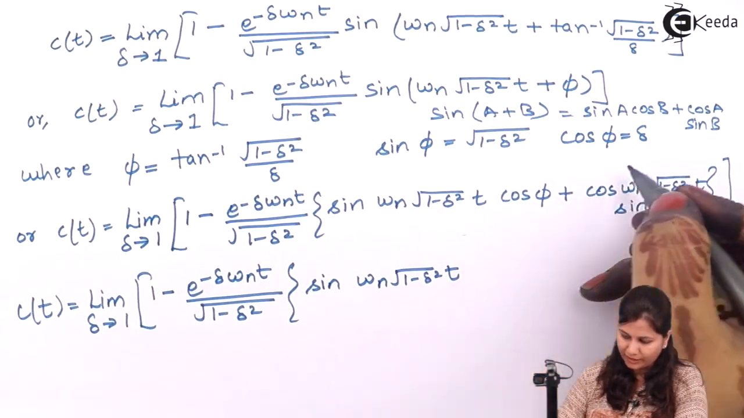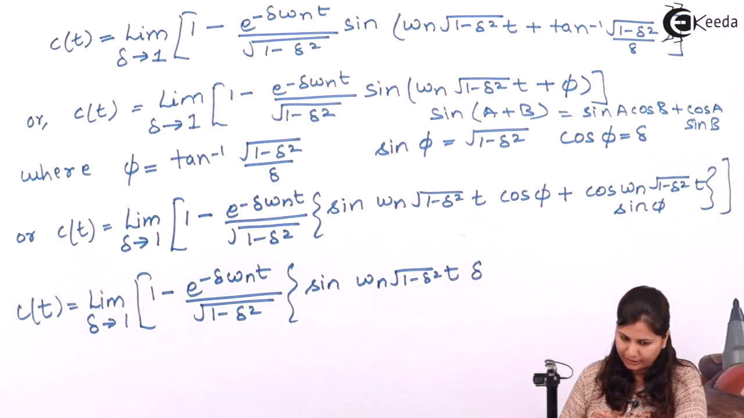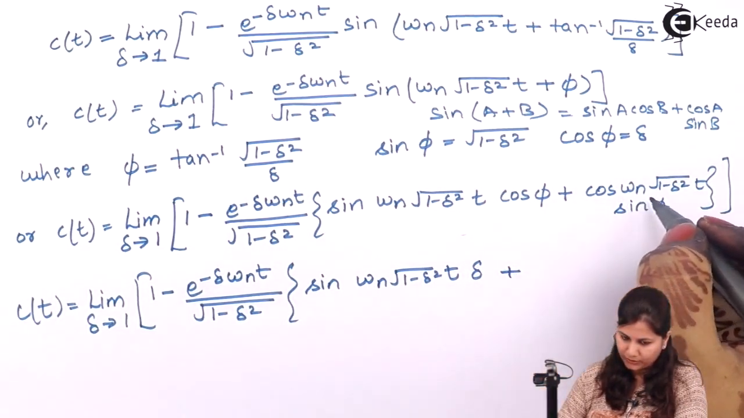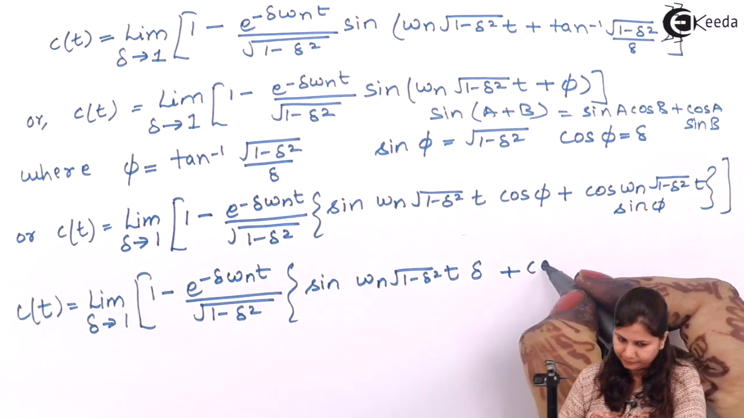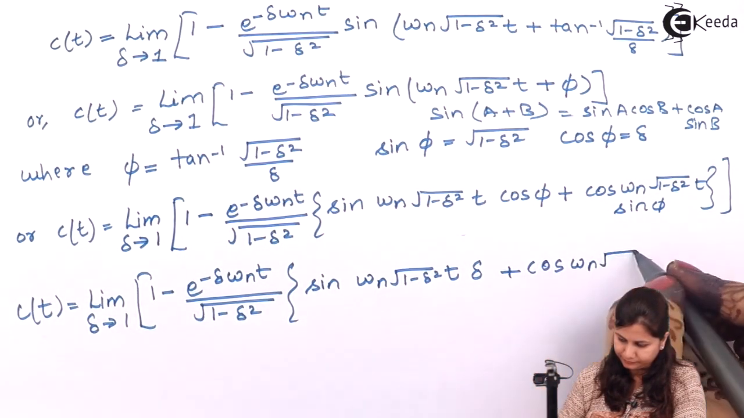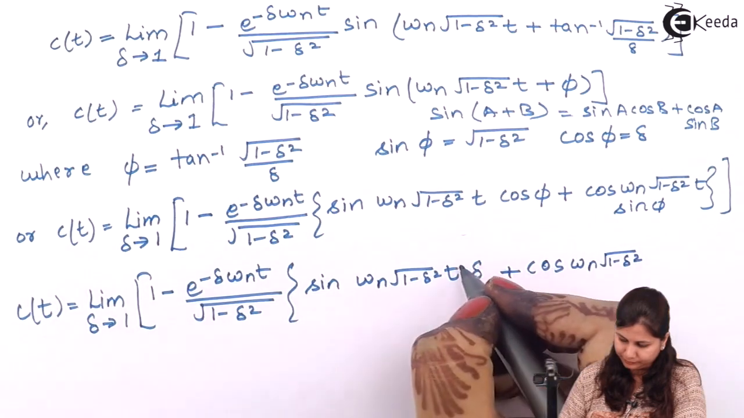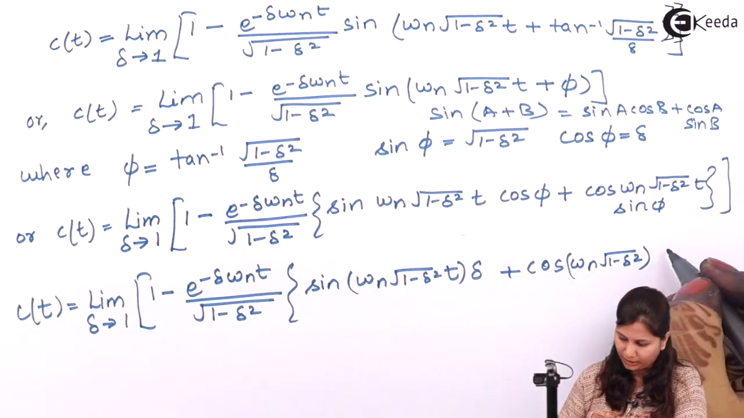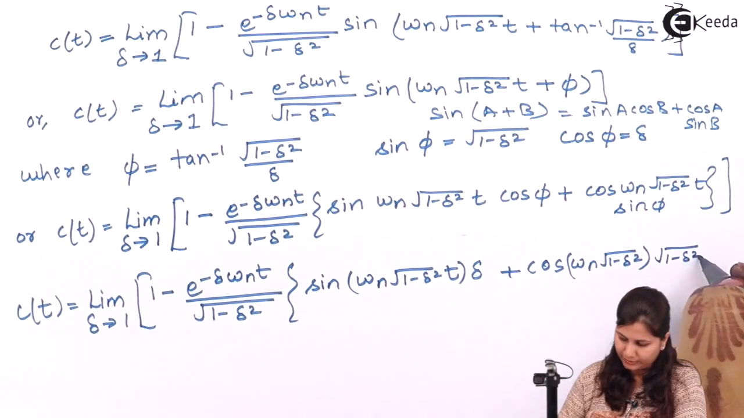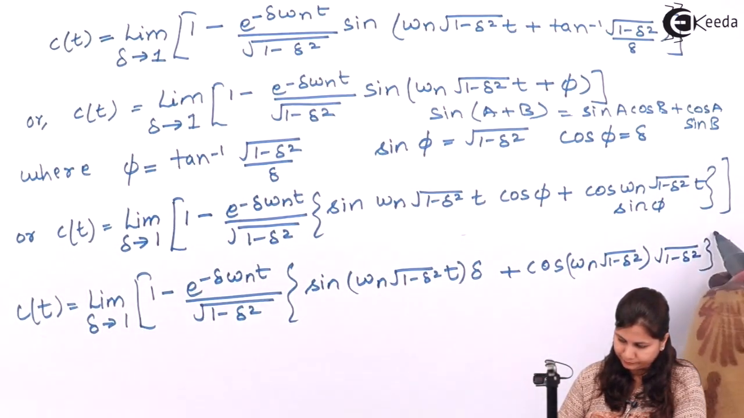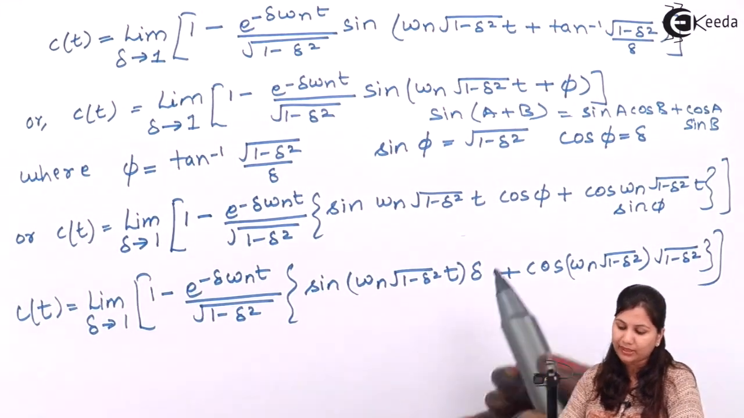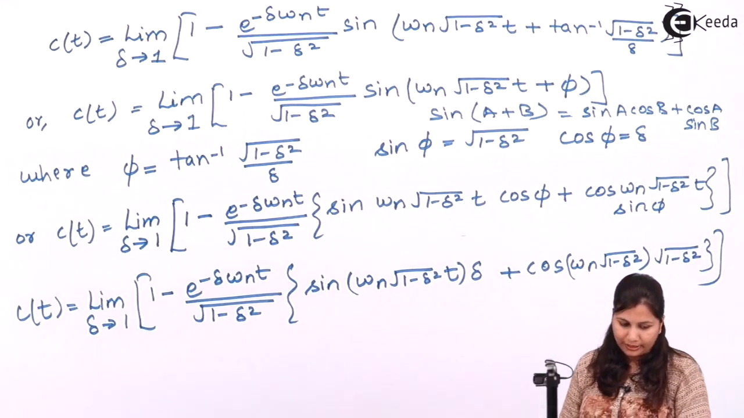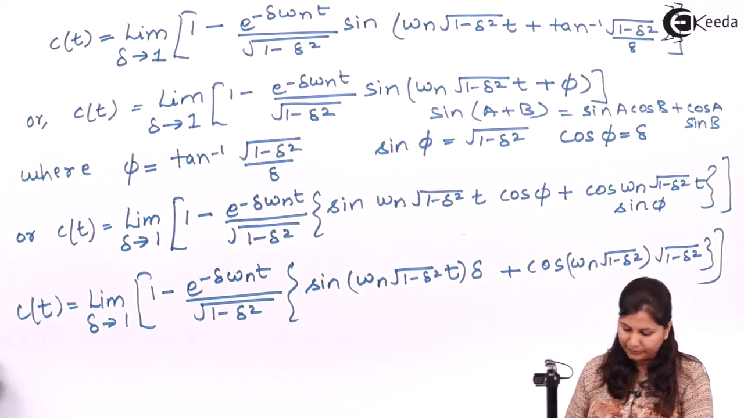and this is cos phi, what is cos phi? Delta. So we are having delta here, plus cos omega n, sine phi is what? Under root of 1 minus delta square. Okay, so we have substituted the values of cos phi and sine phi. Now apply the limits.